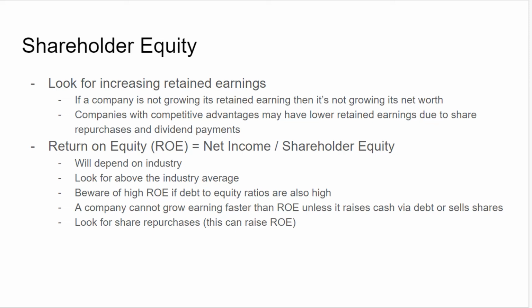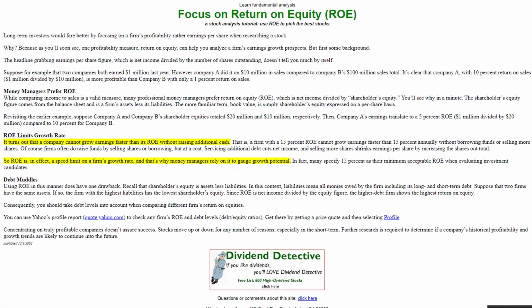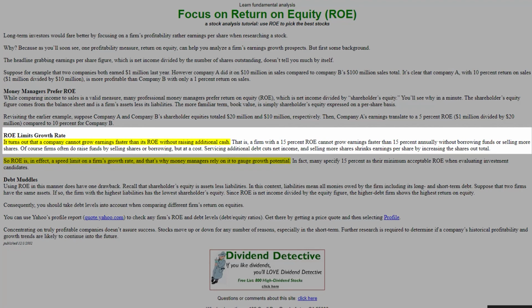And one thing to note is that a company cannot grow earnings faster than ROE, return on equity, unless it raises cash via debt or sells more shares. ROE growth rate limits. It turns out that a company cannot grow earnings faster than ROE without raising additional cash. That is, a firm with a 15% ROE cannot grow faster than 15% annually without borrowing funds or selling more shares. Of course, firms often do raise funds by selling shares or borrowing, but it's at a cost.